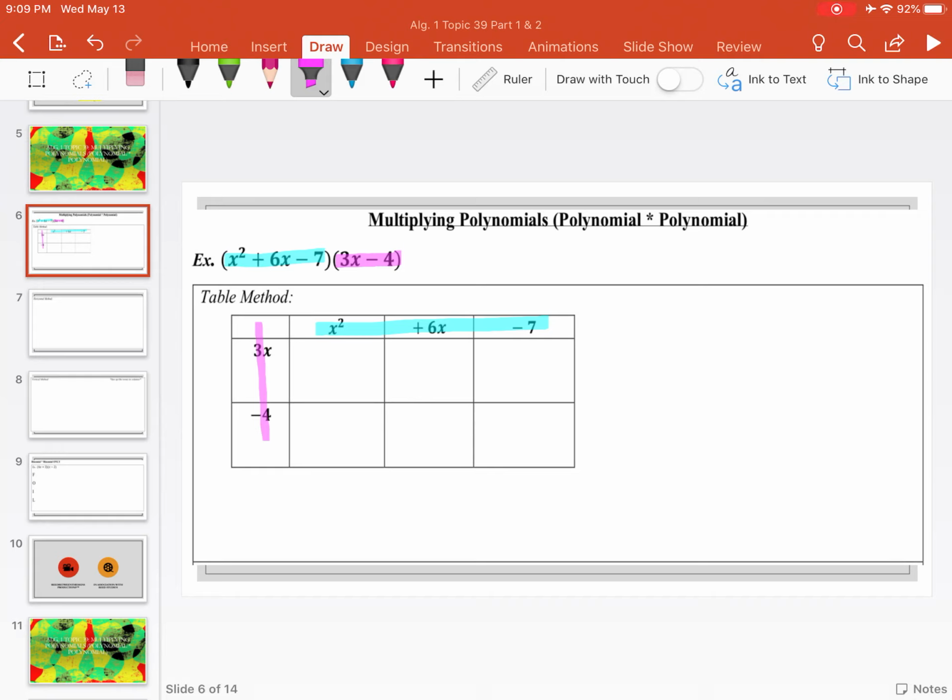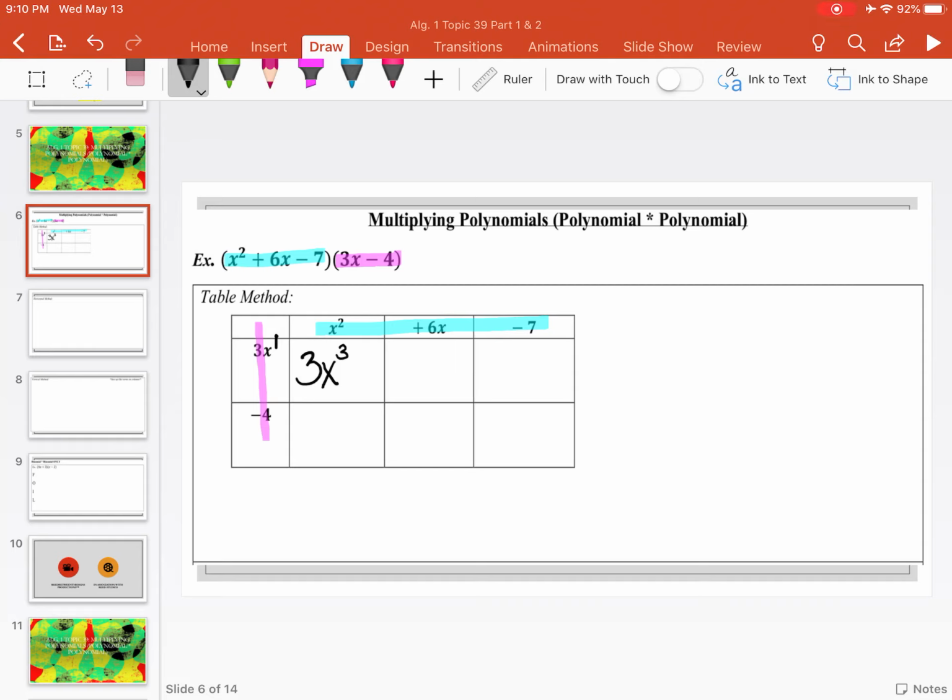Now the blank spaces in my table, or in my box, are where the products are going to be. For every corresponding row and column, I'm going to multiply them and write the product there. Keep in mind what we learned in Topic 38 about the properties of exponents. When we multiply and they have the same base, we add the exponents. So for our first box, we have 3x, which is 3x to the first power, times x squared. This gives us 3x cubed, because x to the first times x squared gives x cubed.